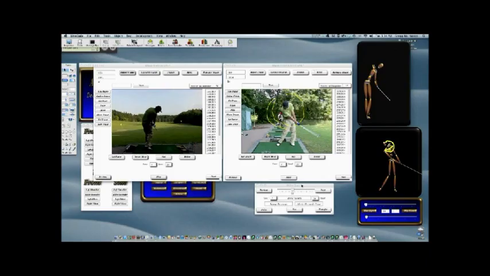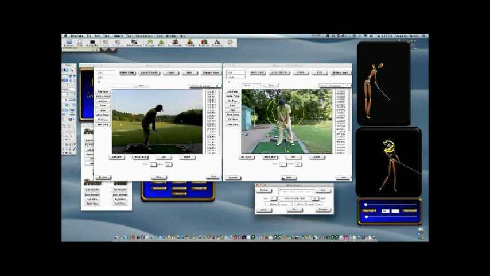Let's take a look at the full pattern here from the side, from the front view. Now, I like how he stands up at the end. I like how he has great balance. I love that.